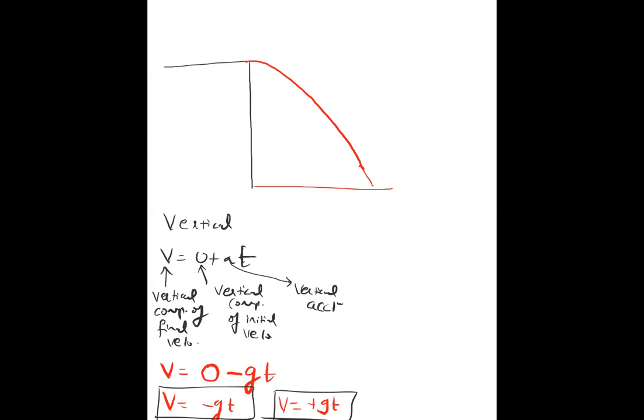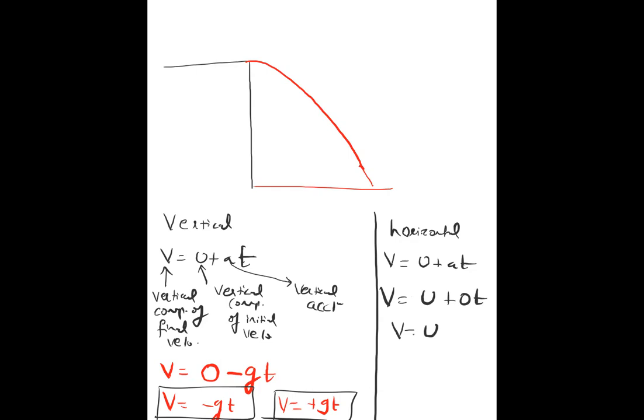Now coming to the horizontal analysis. If you apply the same formula, I will tell you one thing. This will remain the same. Horizontal component, initial horizontal component was u. Remember, u will remain as u only. If you don't want to do it, then you just write v equals u plus 0t, because there is no acceleration in the horizontal direction, because there is no force in the horizontal direction. So that will remain the same. Now we will do some more things in vertical analysis.